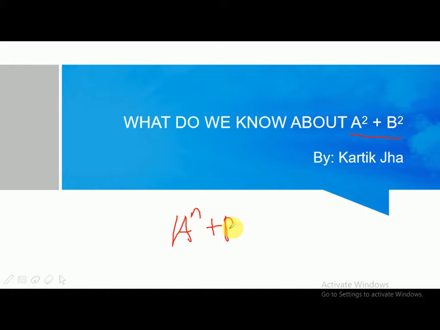Wherein I told you that if n is odd, then you can be very sure that a power n plus b power n is divisible by a plus b. A good example of this is a cube plus b cube, and a plus b itself is a very good example, because one is odd. So if you want to see that video, just check out the description.